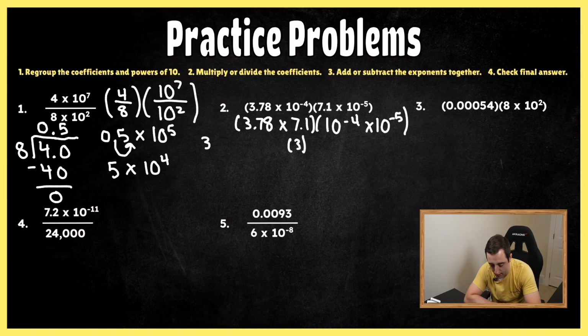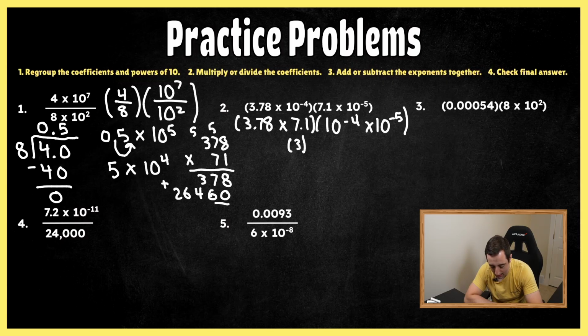We have 378 times 71. 1 times 8 is 8. 1 times 7 is 7. 1 times 3 is 3. When we move to the next line, we add a 0. 7 times 8 is 56. We carry the 5. 7 times 7 is 49. Plus 5 is 54. Carry the 5. 7 times 3 is 21. Plus 5 gives us 26.